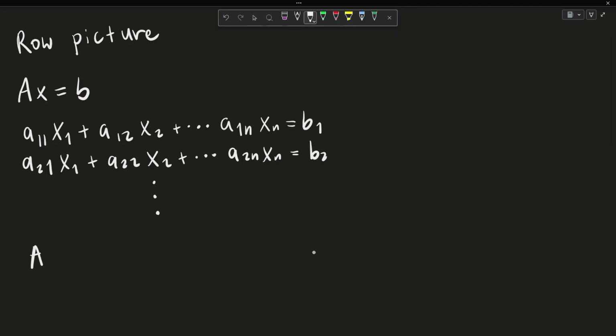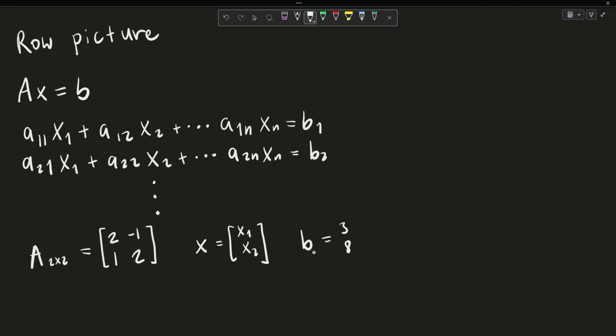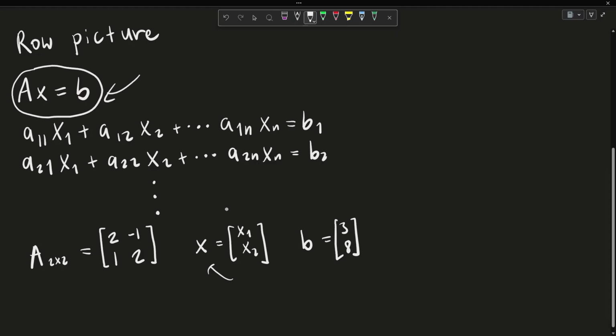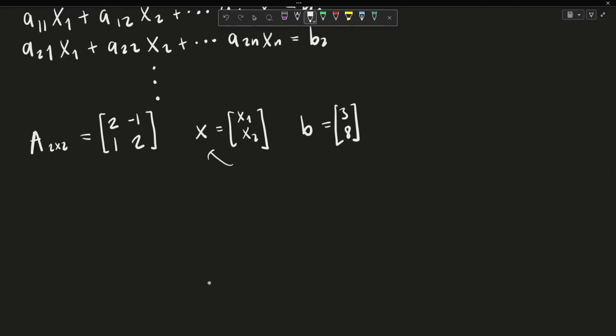So say we have a matrix A, which is 2 by 2, and we set it equal to 2, -1, 1, 2. We set our matrix X to just be equal to x1, x2, and let's say our B is equal to 3, 8, and we want to solve for the x's here. So an important thing to note is that when we have this representation here, what we're solving for is x. So that is the matrix X. We want to solve for all of the entries, x1, x2, up to xn.